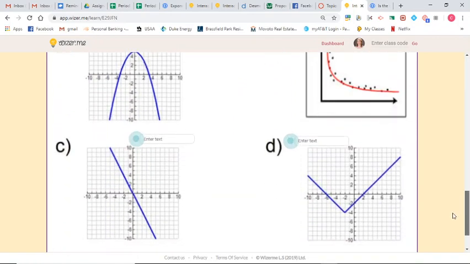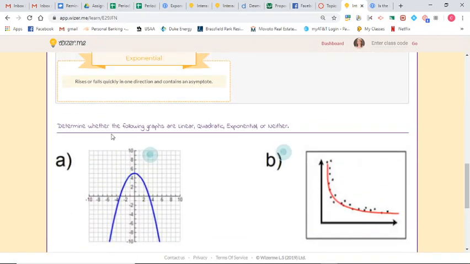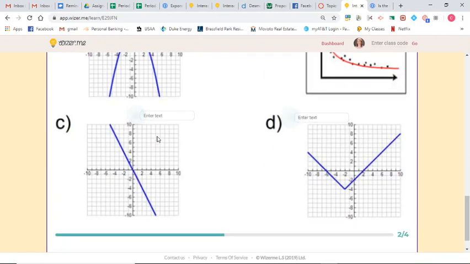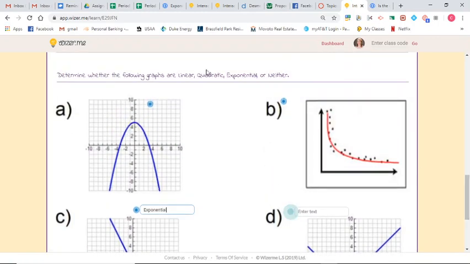And then lastly, you are just labeling. It says determine whether the following graphs are linear, quadratic, exponential, or neither. So you just click on the graph and type which one. If you think this is linear, you type linear. If you think this one is none of the graphs, you type neither. If you think it's exponential, you type that. And then this one, I can't remember what I've used already. Linear. If you think it's quadratic, I don't think I've used quadratic, you type quadratic.